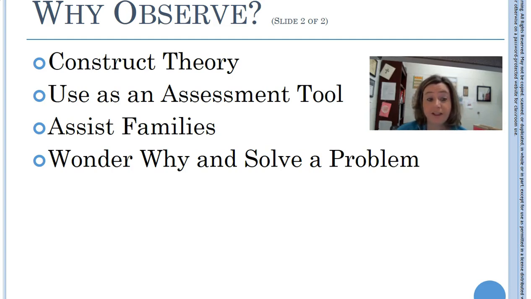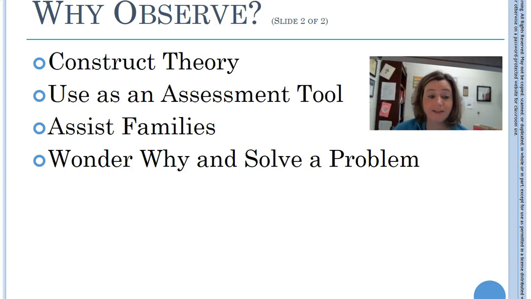We can use our observations as an assessment tool, and I'll show you a couple of ways that you can do that. We observe to assist families. Sometimes they need our input, especially if they're starting to look at, do I need to have my child tested for special education, for gifted education? And so they'll need our observations to be able to help with that.